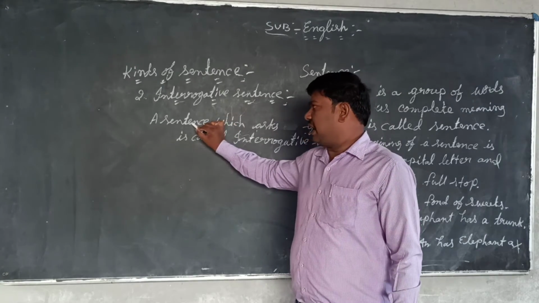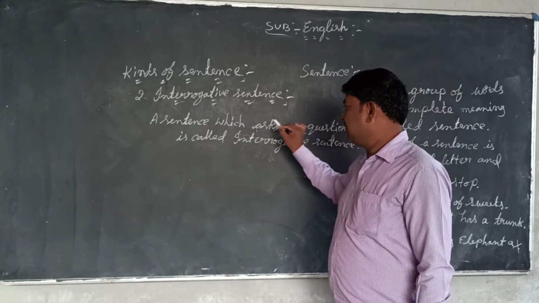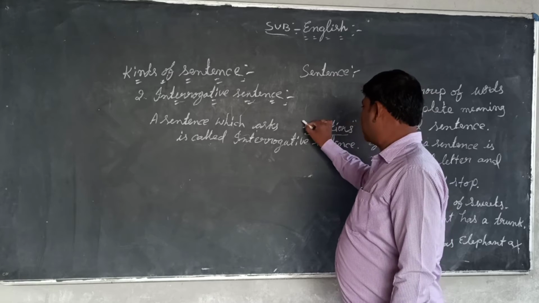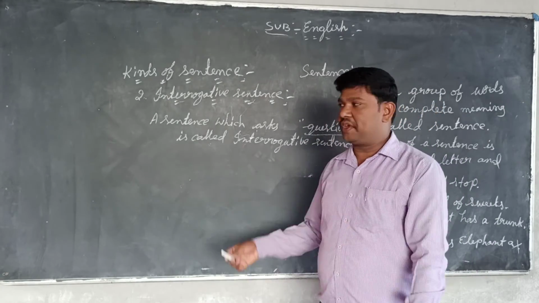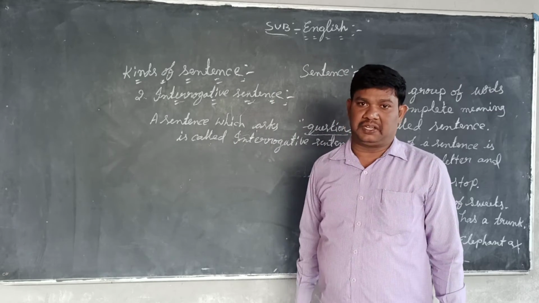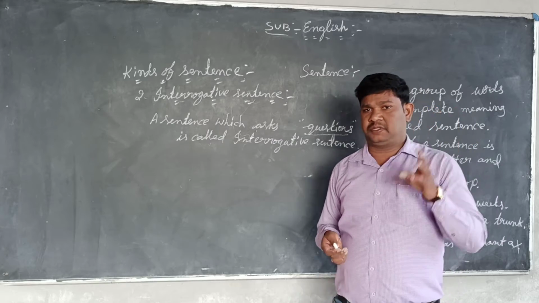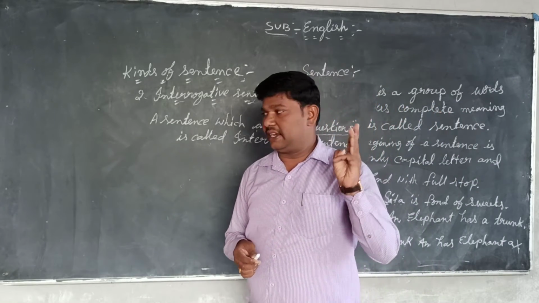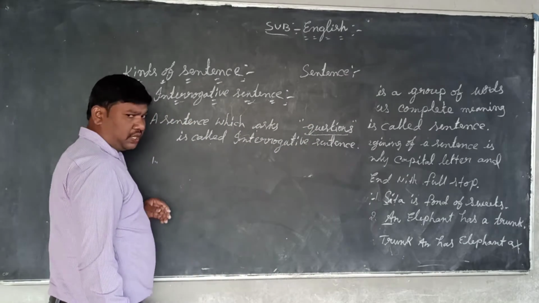A sentence which asks a question is called an interrogative sentence. Interrogative sentences again have three types. How many types of interrogative sentence? Simply three types. What are they?